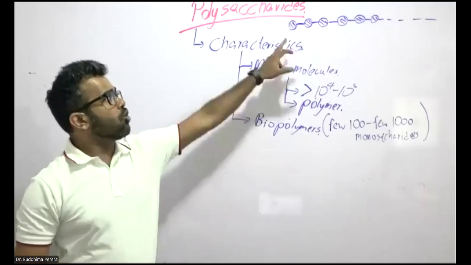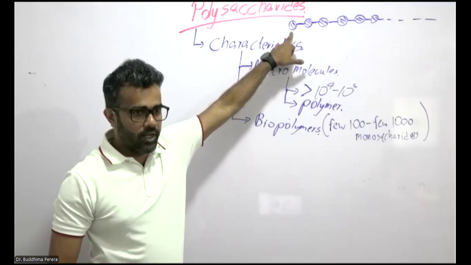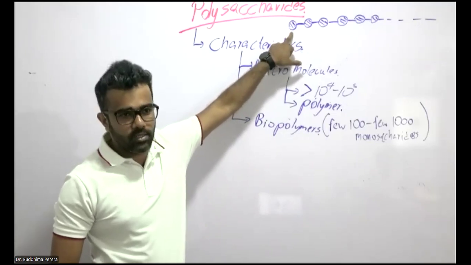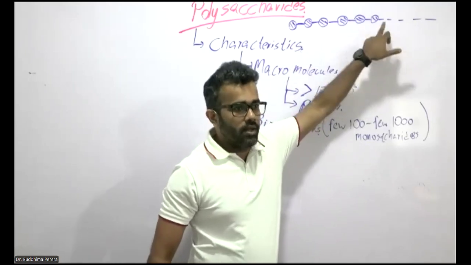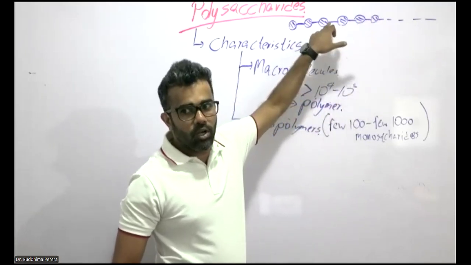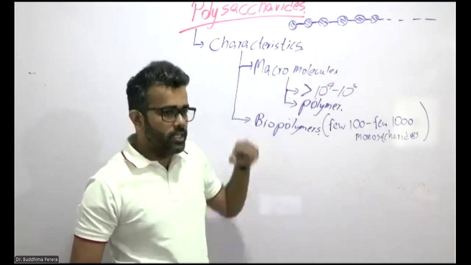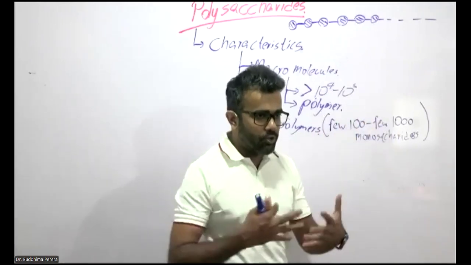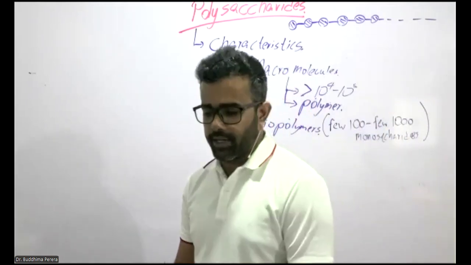We call these subunits monomers. Here, the monomer is glucose. The monosaccharide is the monomer, and this is the polymer. These subunits are identified as monomers. Here, the monomers are monosaccharides. A few hundred to 1000 monosaccharides joined together by glycosidic bonds form polysaccharides.